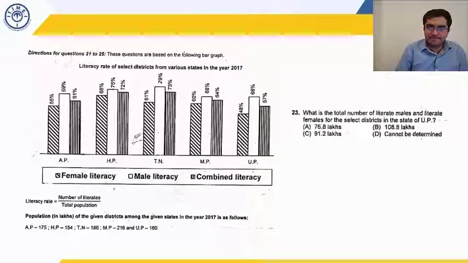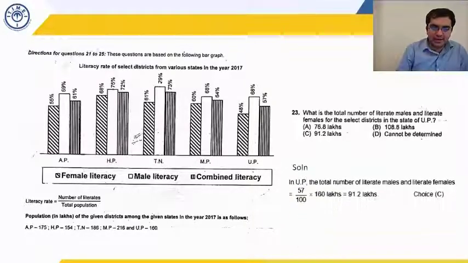Okay, let's solve. So in UP, let the number of females be X and the males be Y. So 48%, I'm sorry, we don't need to go in that direction. We don't need to find out the individual ratios of X and Y and then calculate. We are already given the combined literacy rate for total males and females. That's 57%. So 57% of 160 lakhs, that is the total population, is 91.2 lakhs.